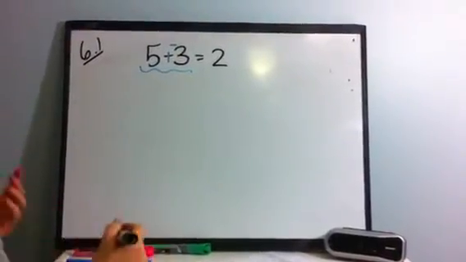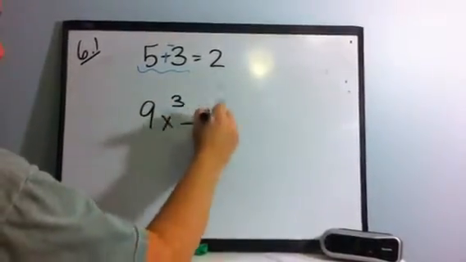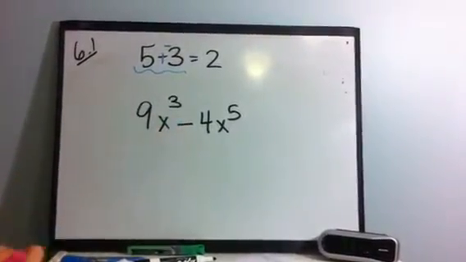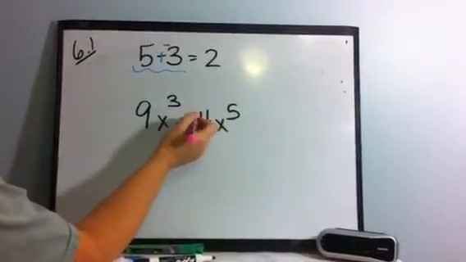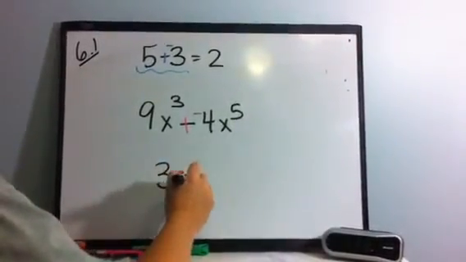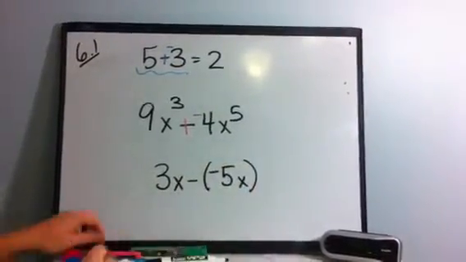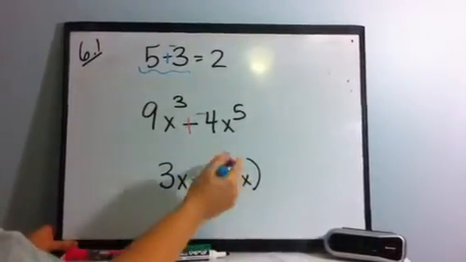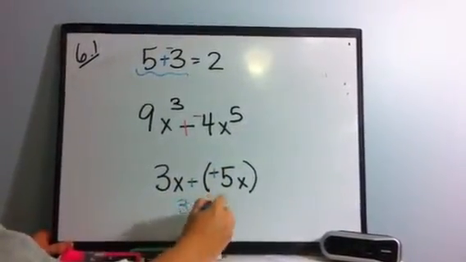So anytime you see a subtraction symbol, let's say you were to have 9x to the third minus 4x to the fifth, I want you to see, can you get rid of that minus? So I can change a minus to a plus if I change the number after it to its opposite. Kind of cool? What if I were to have 3x minus a negative 5x? Again, I change my minus to a plus and change the number after it to its opposite. So now that can be rewritten as 3x plus 5x.